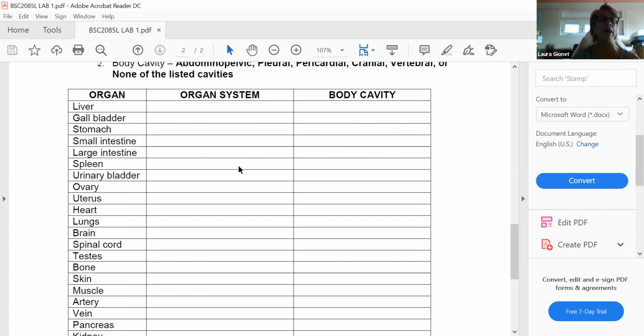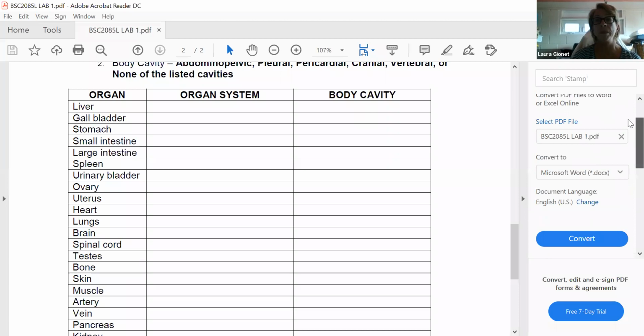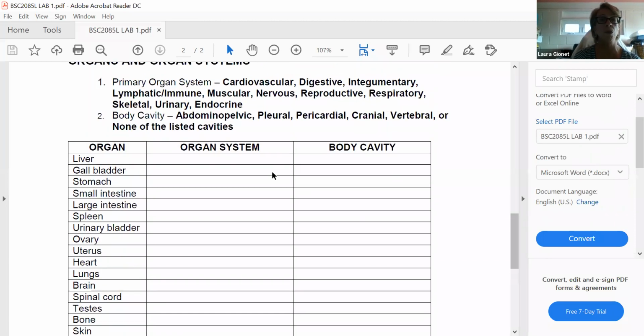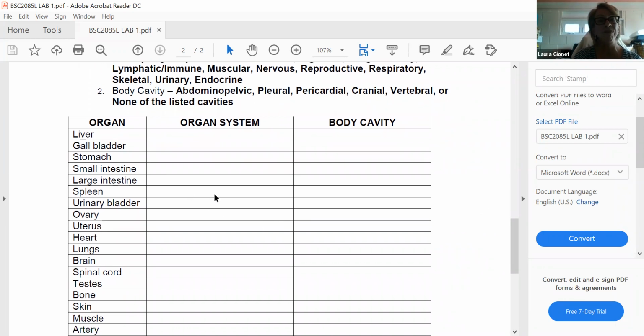Then we get to the spleen. The spleen functions in the lymphatic slash immune system. I couldn't remember if it was immune lymphatic or lymphatic immune. So lymphatic immune. And what cavity? Abdominal pelvic. Then we have the urinary bladder, urinary system, abdominal pelvic cavity. Then we have the ovary and the uterus, part of the female reproductive system. So reproduction for both, abdominal pelvic cavity for both.